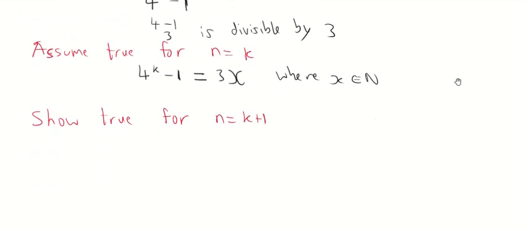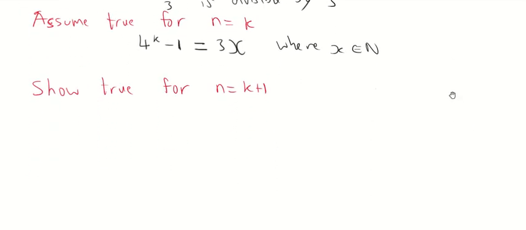Now I'm going to show that it's true for n equals k plus 1. So 4 to the power of k plus 1 minus 1 should be divisible by 3. We're going to work in the assumption here somewhere, but first of all I'm going to break up the 4 to the power of k plus 1 into 4 to the power of k times 4, which is the same thing, minus 1.